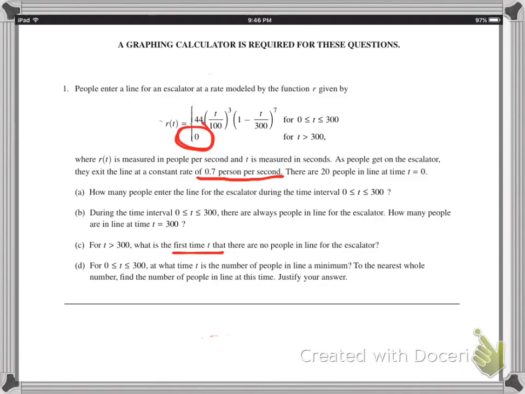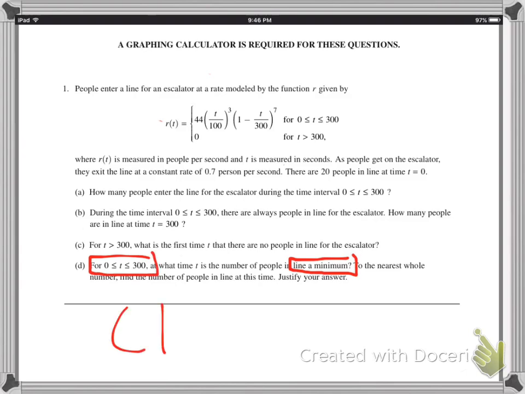Lastly, part D. I'm going to get rid of some stuff off the screen. Now for part D, it says, for T between 0 and 300 inclusive, at what time T is the number of people in line a minimum? We're looking for a minimum. We're looking on the closed interval. This is the closed interval method. So go look that up if you don't remember, but we're going to go through it right now. It says to the nearest whole number, find the number of people in line at this time.